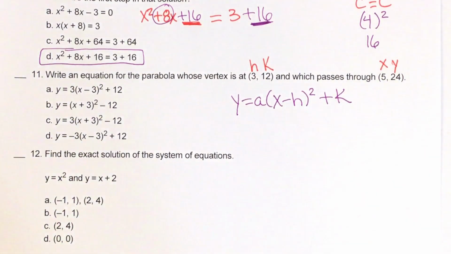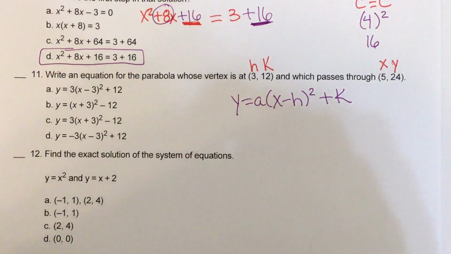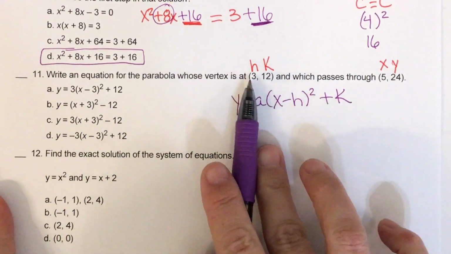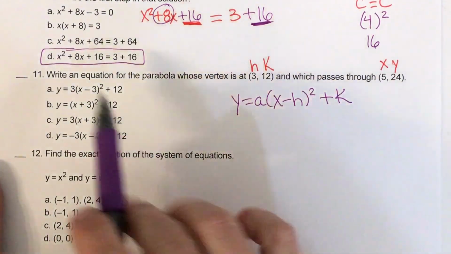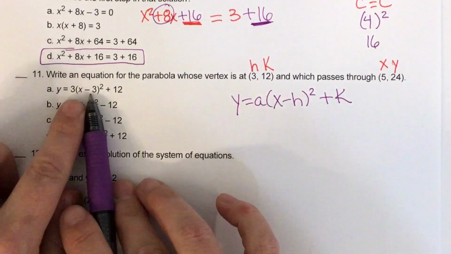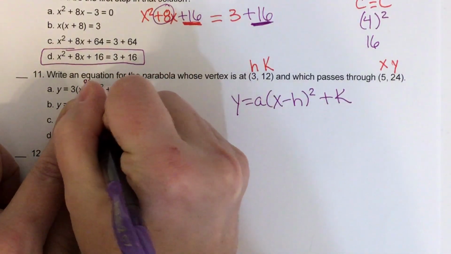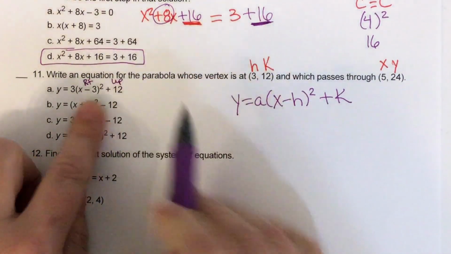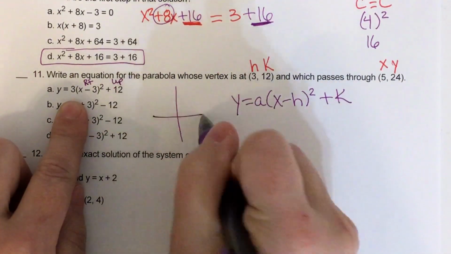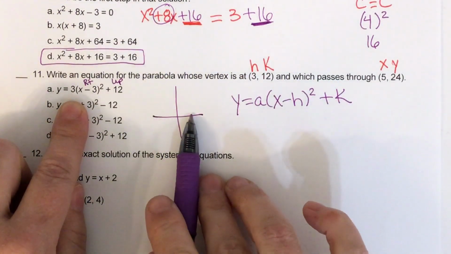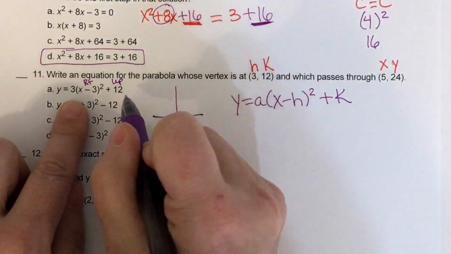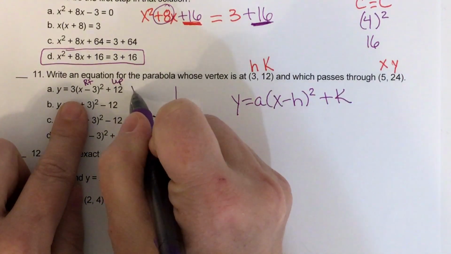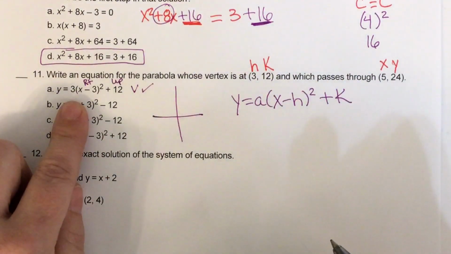And then a point at which the graph goes through is the x and the y. So I'm going to show you what I think is the easiest way to do it, and then I'll show you another way. Okay, so the vertex is (3, 12). Well, because it's multiple choice, let's look at the answers for a second. This means the graph would go right 3 and up 12.